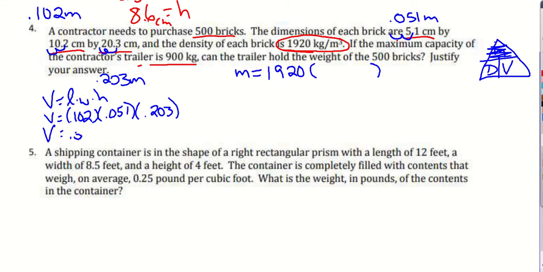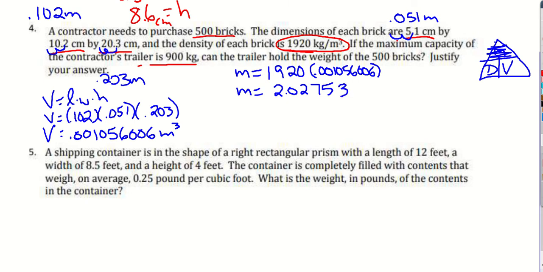This is 0.00105, 6006. Isn't it nice? Meters cubed. So I'm going to plug that number in here, 0.00105, 6006, and multiply it times 1,920. This comes out to be 2.02, just about there, but we'll throw some numbers on. 753,152, and this is for one brick.